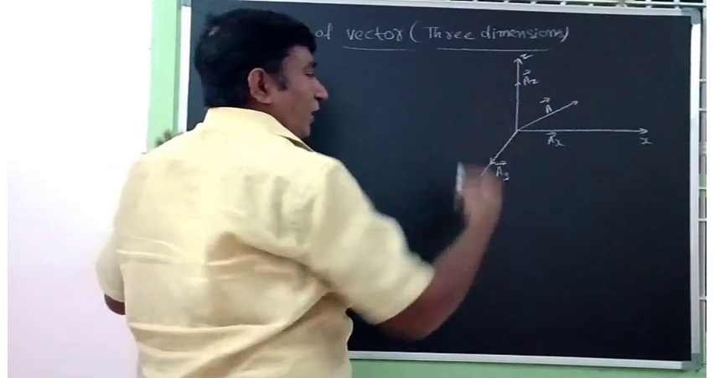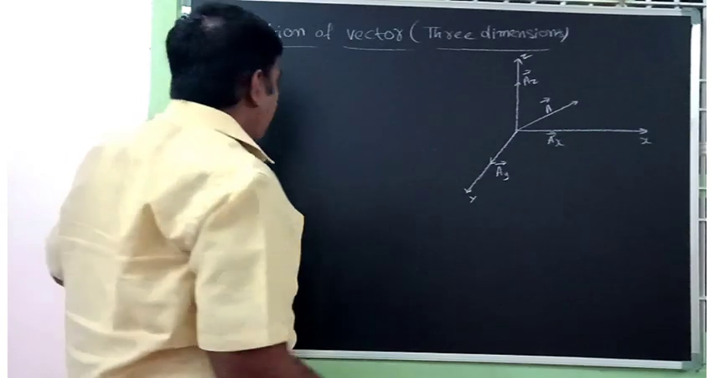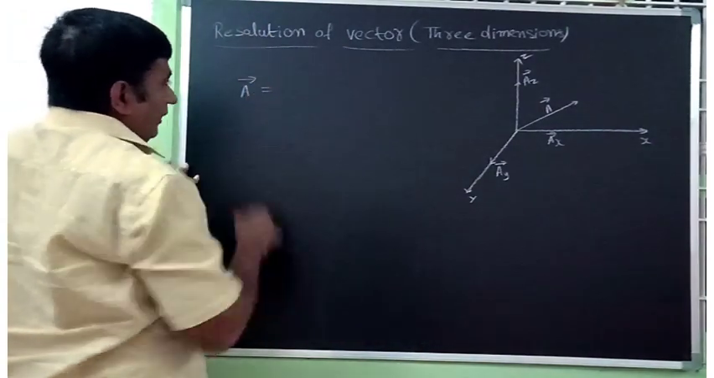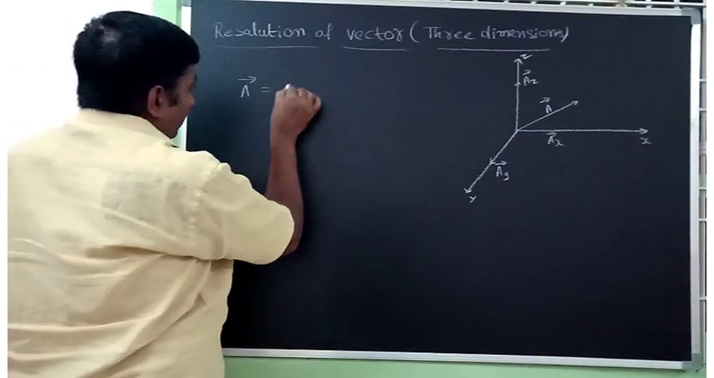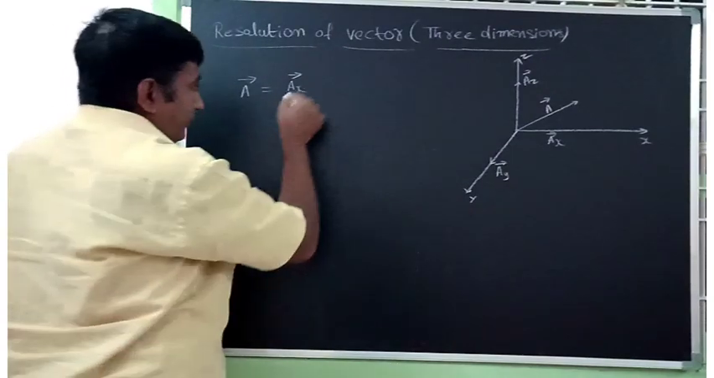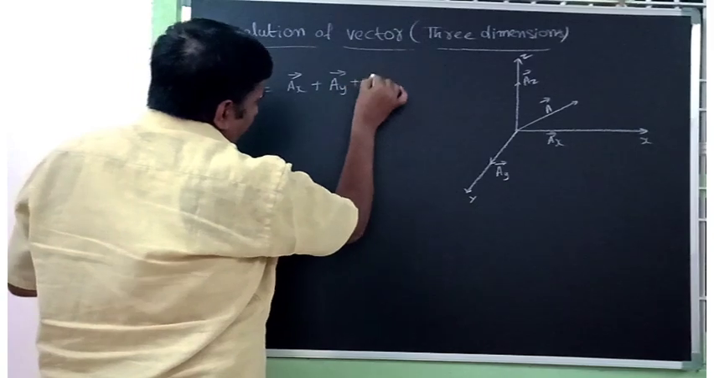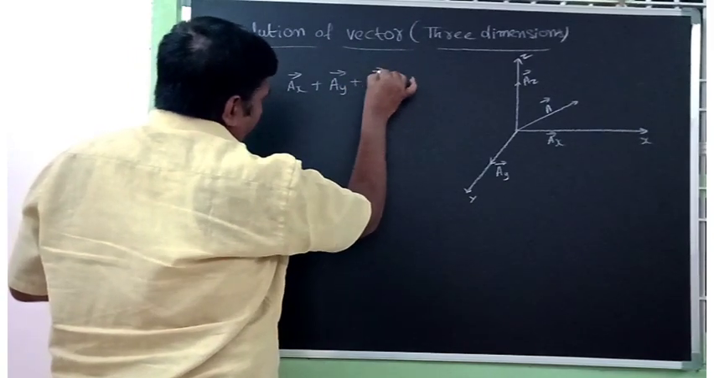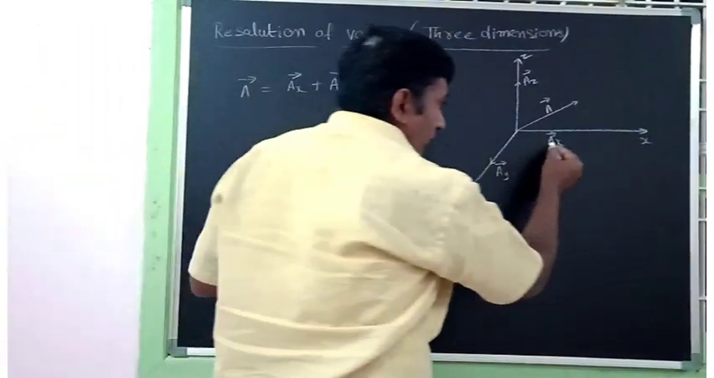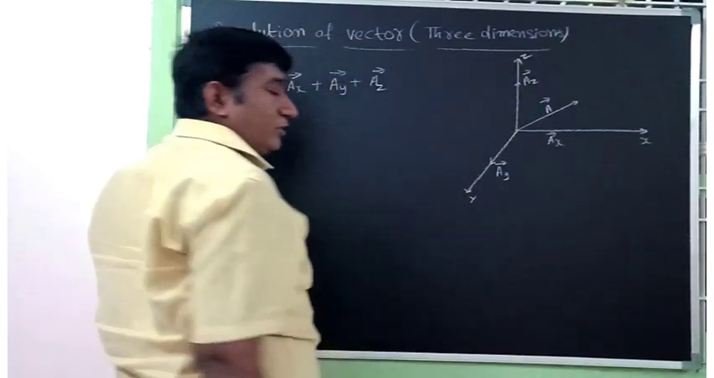So how can we resolve one vector into three components? I can write here that A vector is equal to the component along the x-axis, that is AX vector, plus AY vector plus AZ vector, which has both magnitude and direction. This component is along the x-axis, this component is along the y-axis, this component is along the z-axis.